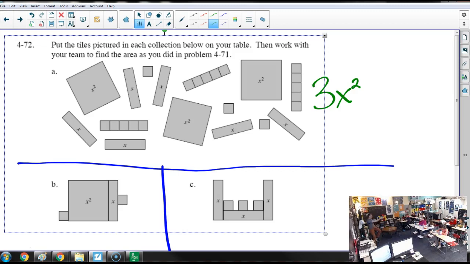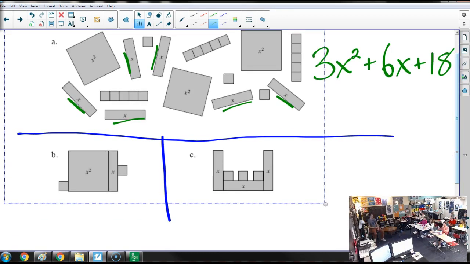How many x's, class? Anybody? 6. 5. Ooh, hold on. Here's an x, x, x, x, x, x. Careful, that's 6 x's. And then 5, 10, 15, 16, 17, 18.